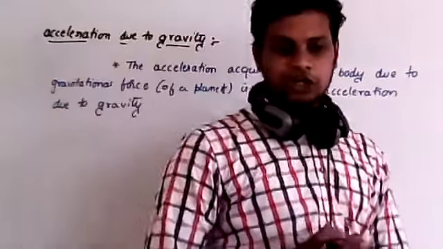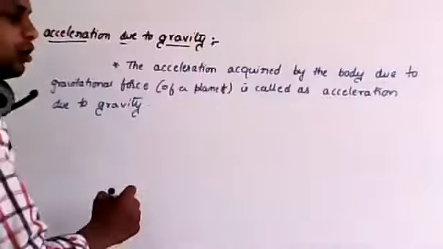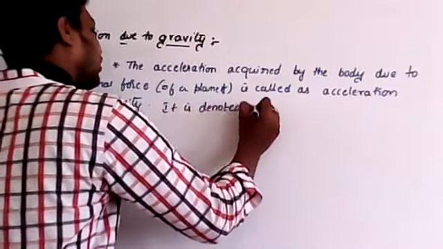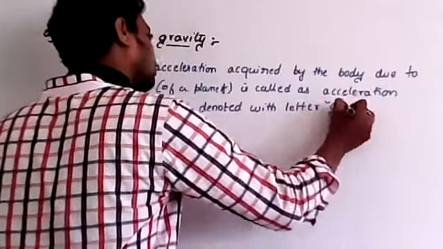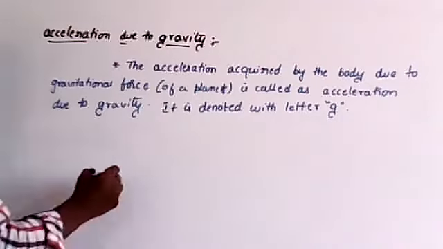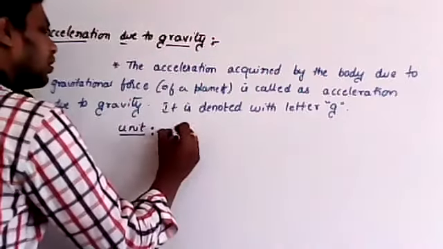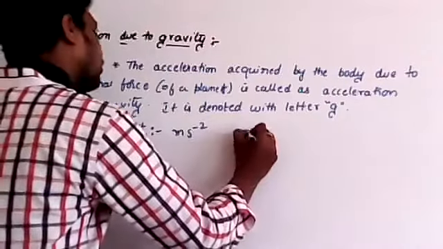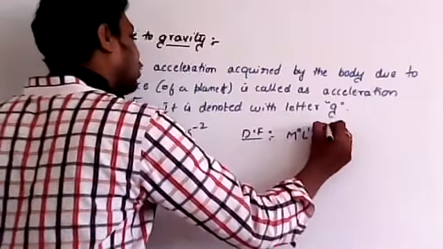Usually, acceleration due to gravity is represented with the letter small g. Now remember, it is denoted with the letter small g. And the unit for acceleration due to gravity is the same as acceleration, that is meter second to the power of -2. The dimensional formula is also the same as acceleration, that is M^0 L^1 T^-2.